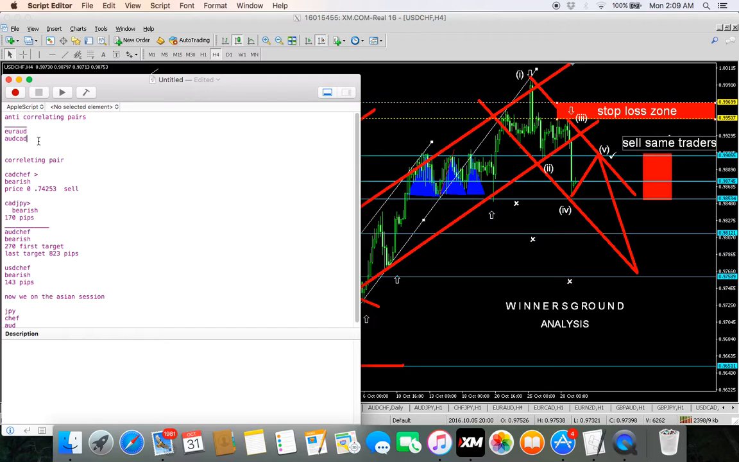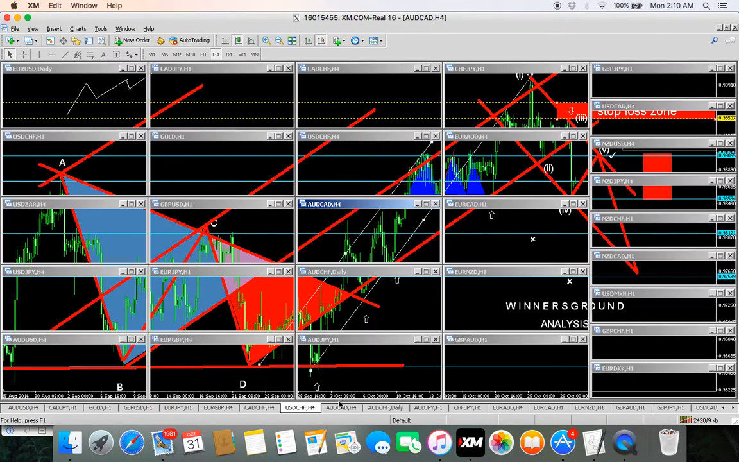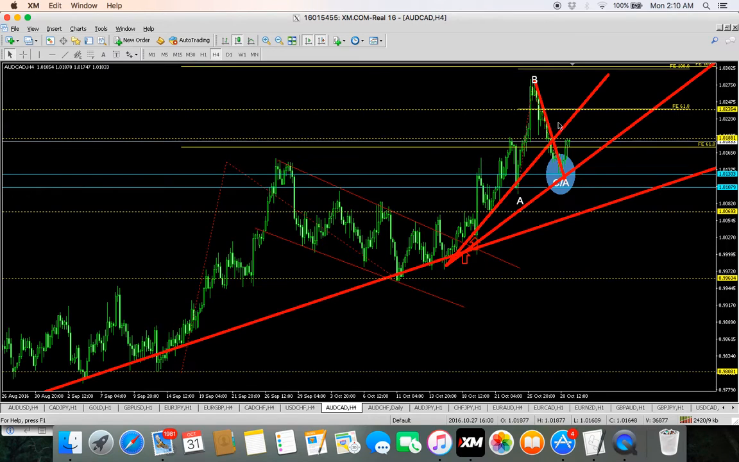So now let's look at the anti-correlating pairs. What does it mean? It means they move in the opposite direction, looking at the arrangement of the currencies on the pairs. Okay, fine. Let's start with which one? We're going to start with this one, Australian dollar. Okay, fine. We can see.